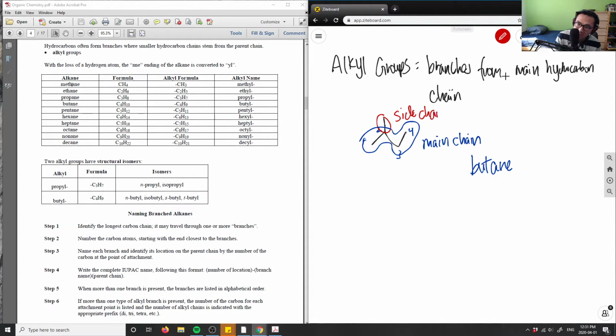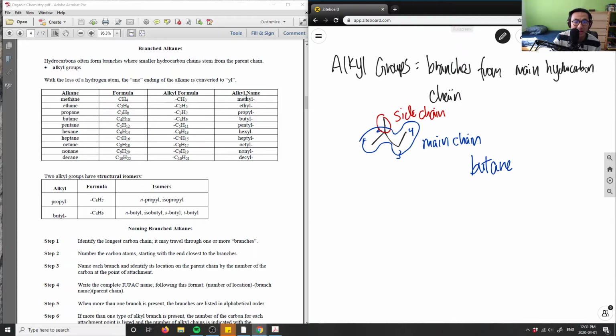So how would we name this? With side chains, they're called an alkyl group. The ending, instead of A and E, we switch to YL. So it's just like alkyl. Alkyl, in this case, is a side chain. Because there's 1 carbon, it would be a methyl. So in this case, the side chain will be a methyl group.